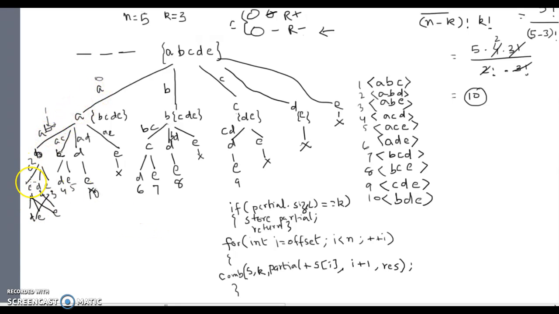And once we collected A, B, and C, the partial becomes equal to the size of the subset that we need, and then we store A, B, C, and we return. And then this for loop is going to say, okay, I'm currently at offset 2, so I'm going to start from there. Now I'm going to increment it to 3.